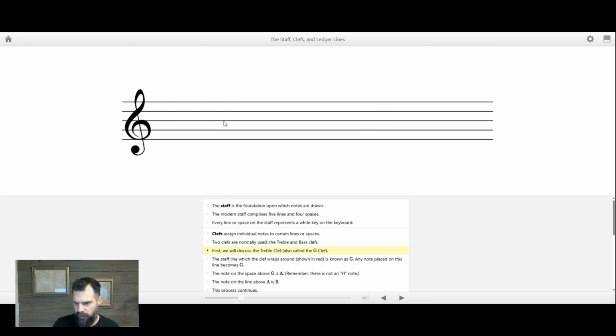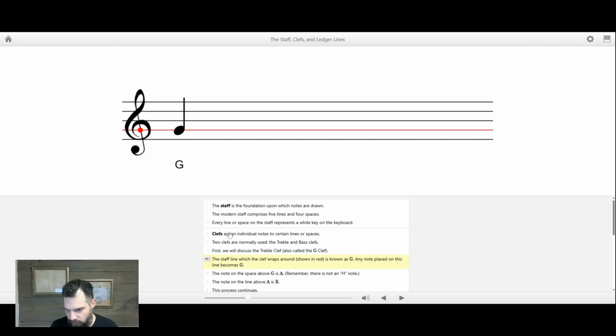Okay, so this is what it'll look like. It'll be all the way on the left, and you'll see this symbol here, and that kind of puts us in context. So now we know that this is a G, and then we can figure out what all the other lines and spaces are related to it. So they're basically just saying the same thing. This wraps around the G. Any note that's on this line is a G. Okay, pretty easy. That's a G.